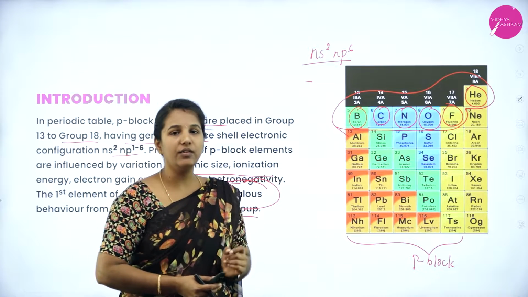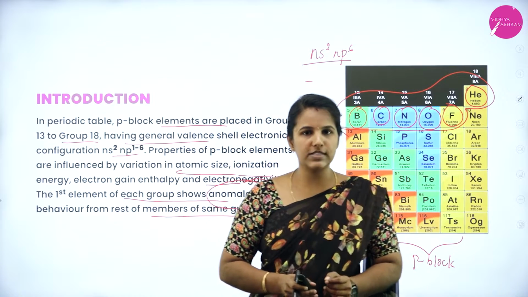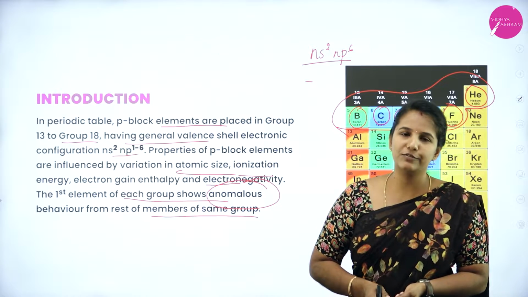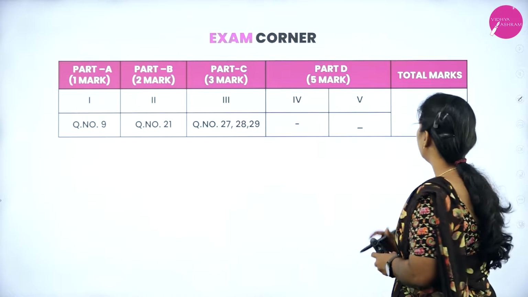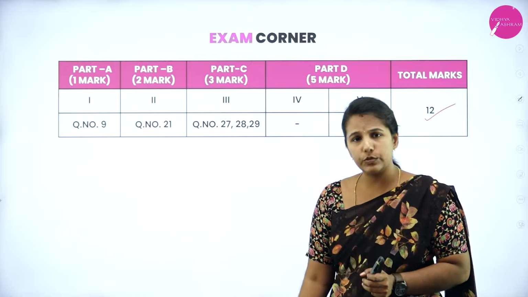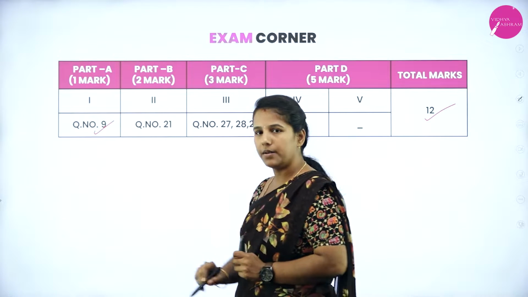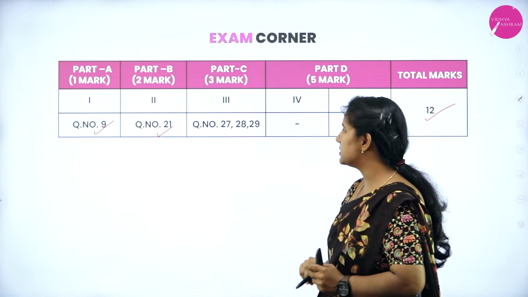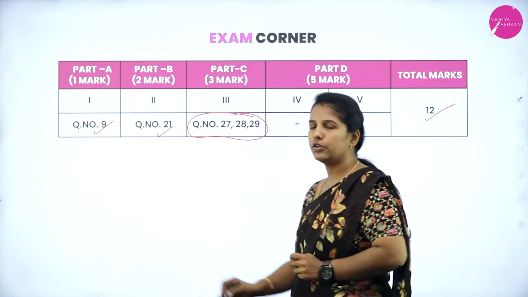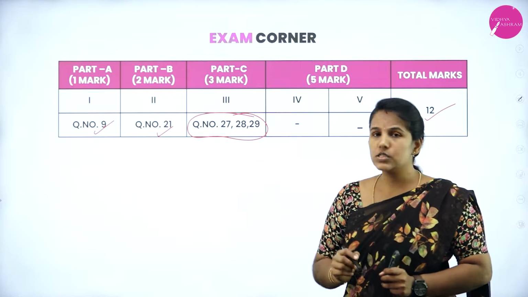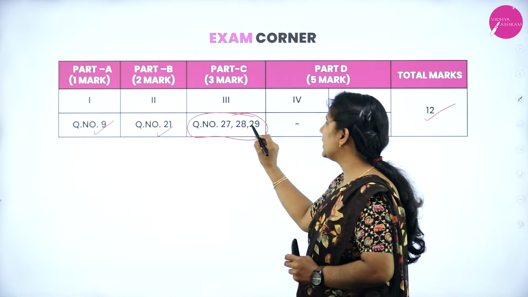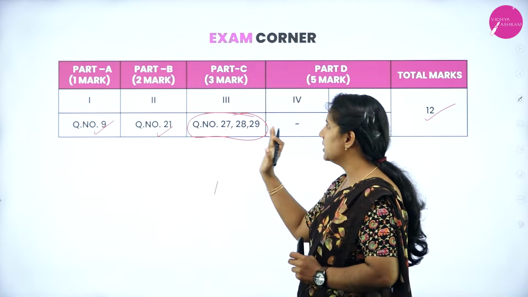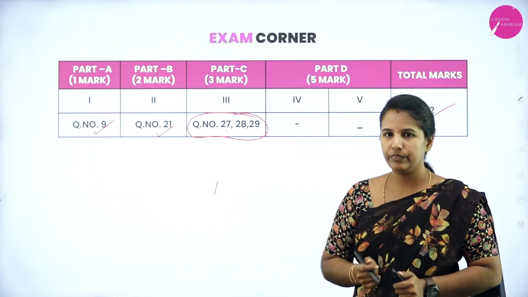I have covered each and every topic in my concept class. Let us see what is important when we are doing the revision for this unit. From this unit, we can expect a maximum of 12 marks. There is one question of 1 mark and one question of 2 marks, that is question numbers 9 and 27. As this unit belongs to inorganic chemistry, we can expect questions 27, 28 and 29 definitely to come from this unit, and remember these questions are mainly present in Part C.